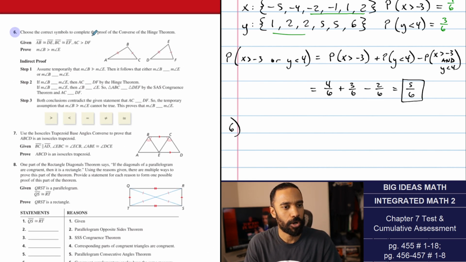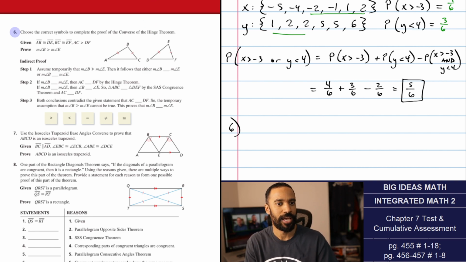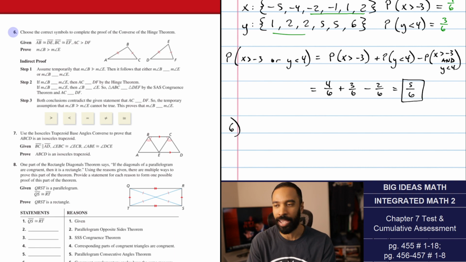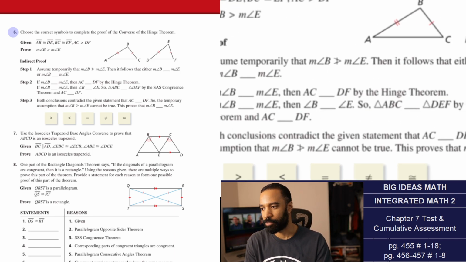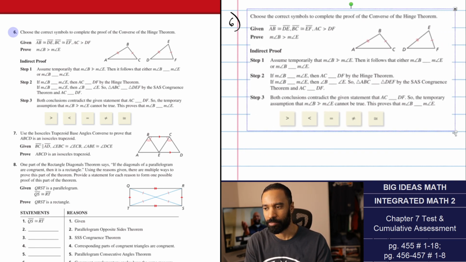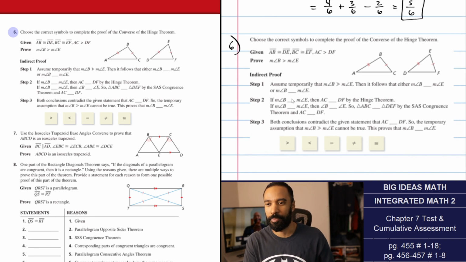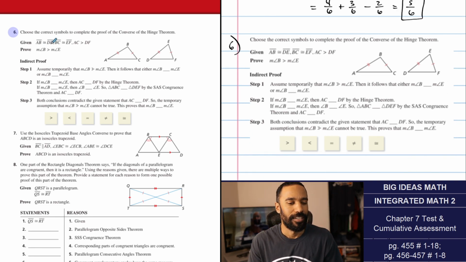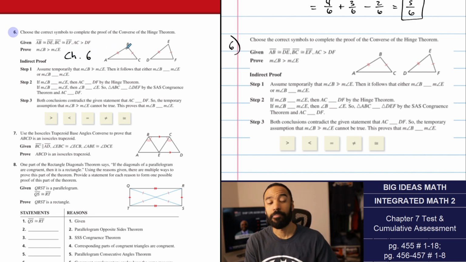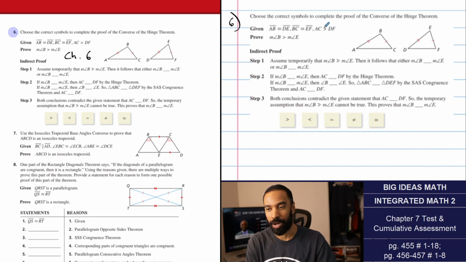Number 6. Choose the correct symbols to complete the proof of the converse of the hinge theorem. Hinge theorem is out of chapter, I don't remember, chapter 6, I believe, with the triangle bits. Let me first copy and paste this into my set before I write down chapter 6. So this was, I don't remember the exact section, 6.7, 6.8, something like that. I don't know. Maybe there wasn't a 6.7. Maybe 6.6, but chapter 6. I'd be more likely to remember having made these videos, but I just don't.